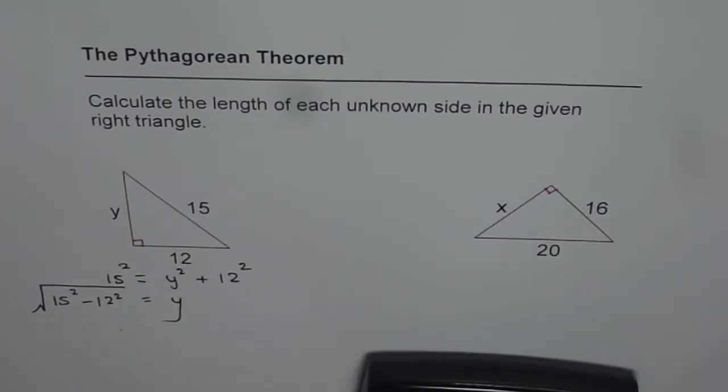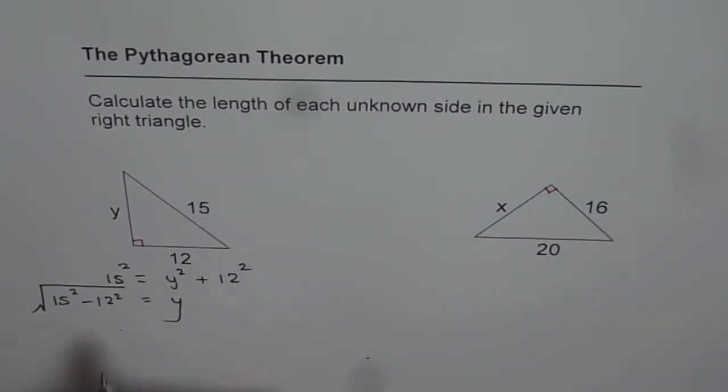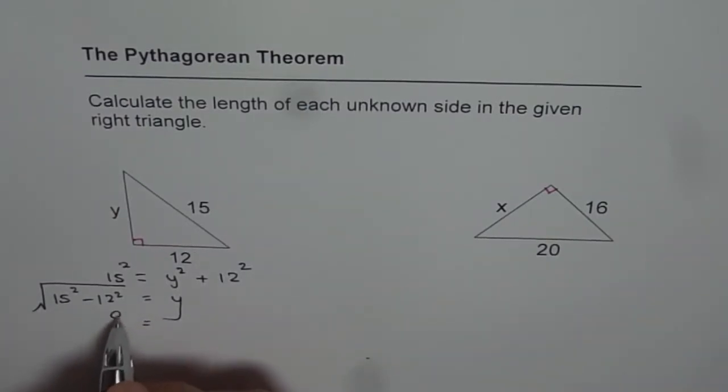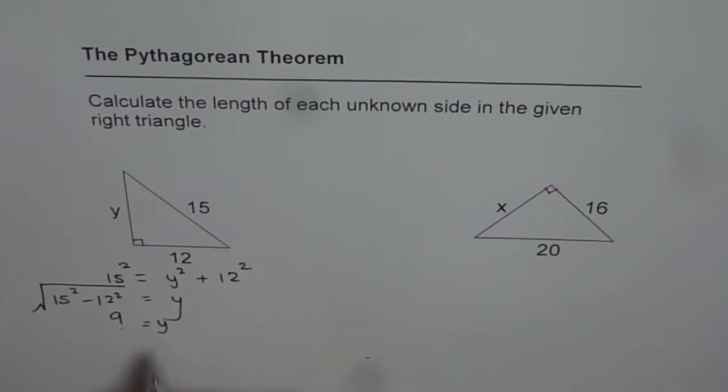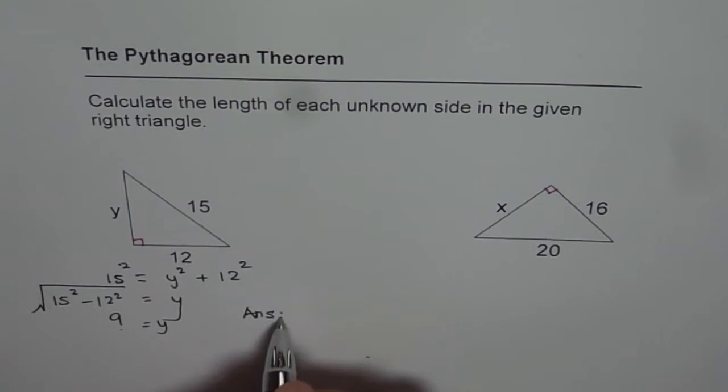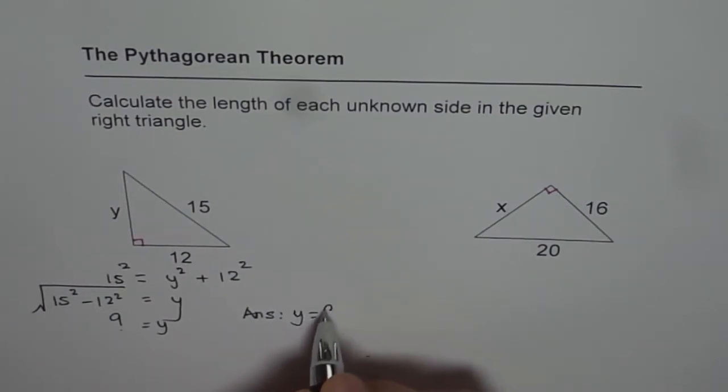So 15 squared minus 12 squared equals 81, and the square root of 81 is equal to 9, right? So that is equal to 9. So we get y equals 9. So that is our answer, and we say the answer is y equals 9.